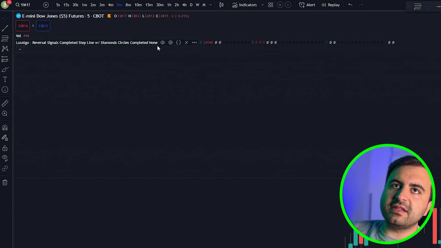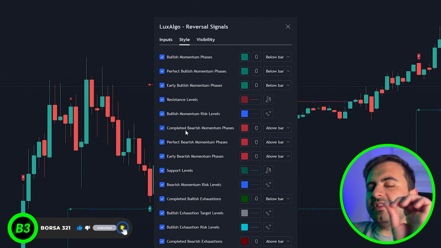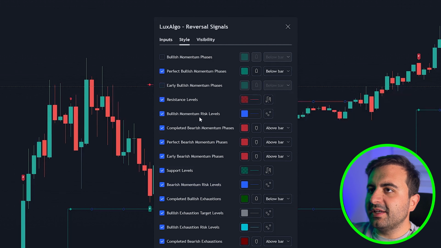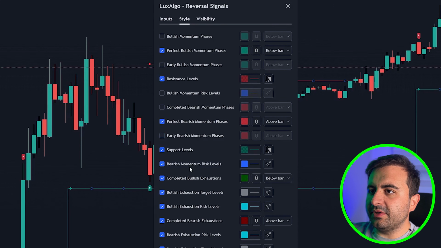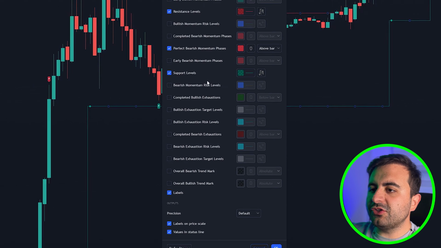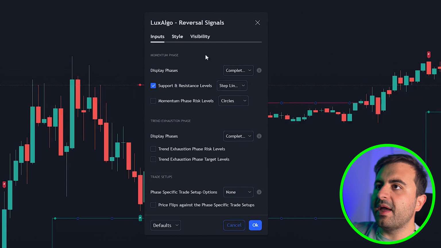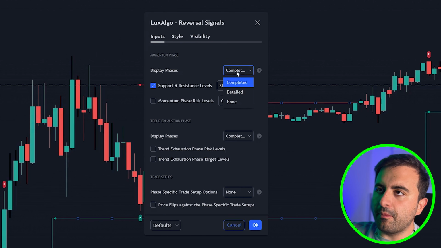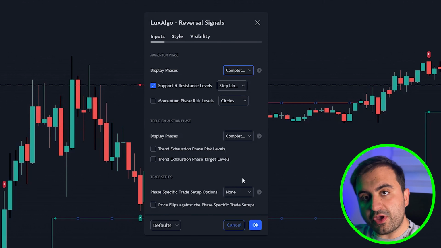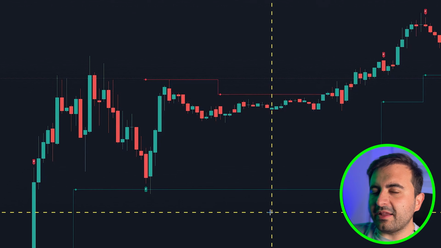Now head over to the settings tab, then go to style and do it as you see it on my screen, and disable this and disable that, and disable all of this, and we will have 4 checks left on our style tab. Then head over to the inputs tab, change the display phases completed, check the support and resistance levels, and uncheck those if you have checked them already. So hit OK, and believe it or not, that's it.